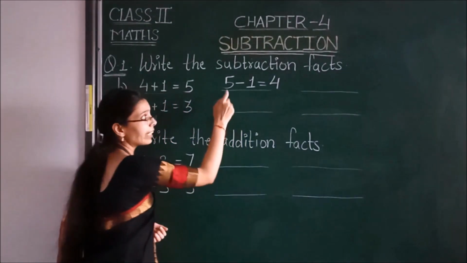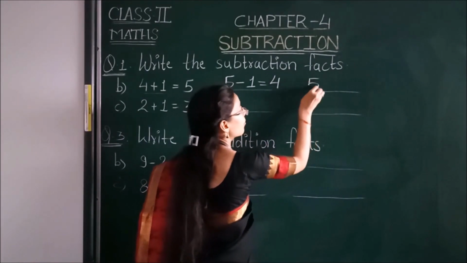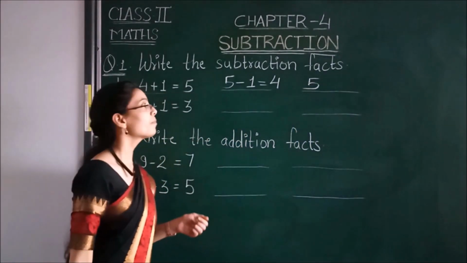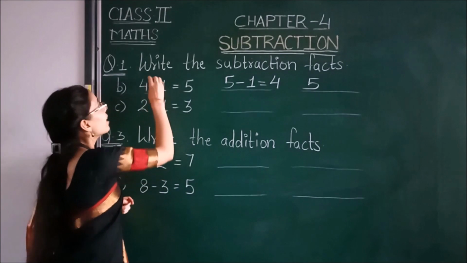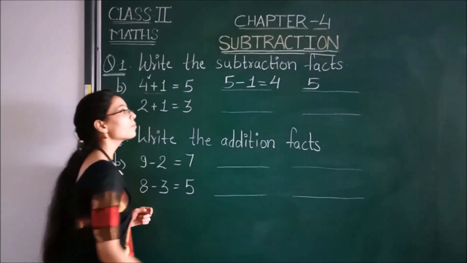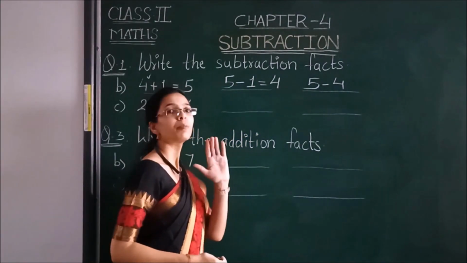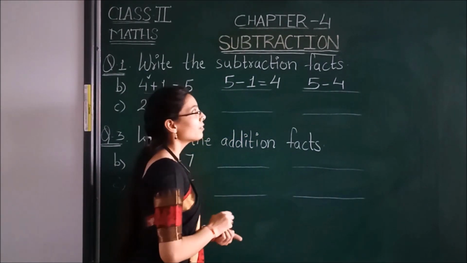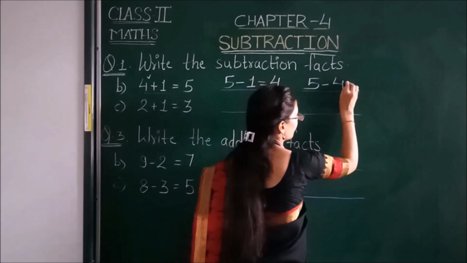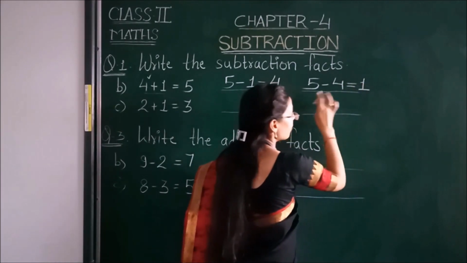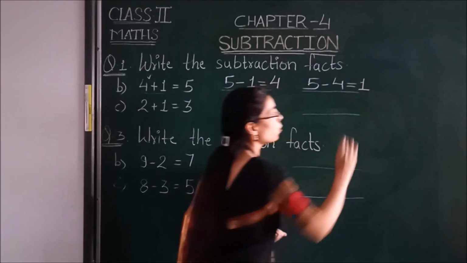Now, again we will write the bigger number. 5 is the bigger number here. Now, we will take another number. 4. 5 minus 4. How many fingers are left? 1. So, 5 minus 4 is equal to 1.